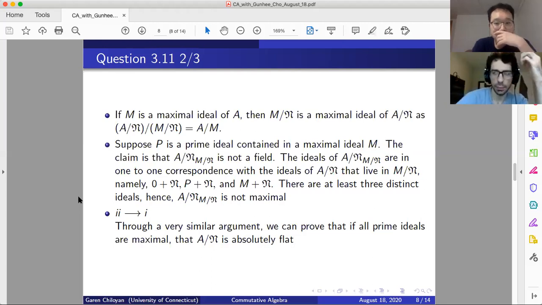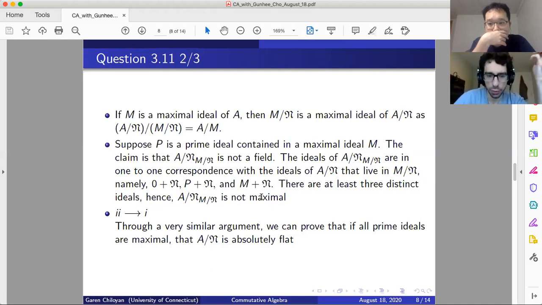So for 2 to 1, you just do the same exact thing. For the last statement, we just need to say M quotient by n is not maximal, right? It's not a field, so I made a mistake. Yeah, got it. Hence the ring localized at the maximal ideal M mod n is not a field, and so we prove the contrapositive.